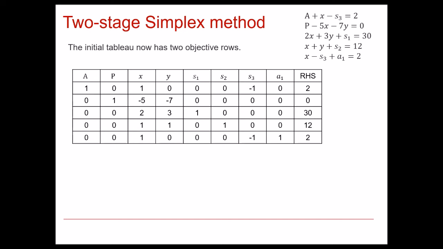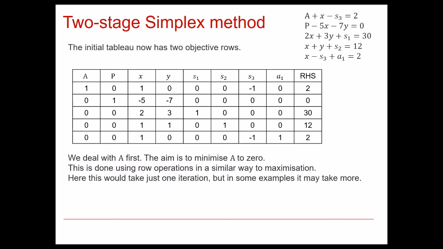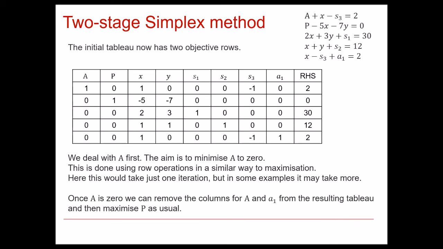And at that stage, we're going to do the first stage, which is to deal with the objective A. The aim is to minimize that to 0, and we can do that by using row operations in a similar way to how we maximize P. In this case, it turns out it will only take one iteration. Sometimes it may take more than that. Once we've done that, we could actually remove the columns for A and little a1, and just proceed to maximize P as we've done in previous videos.